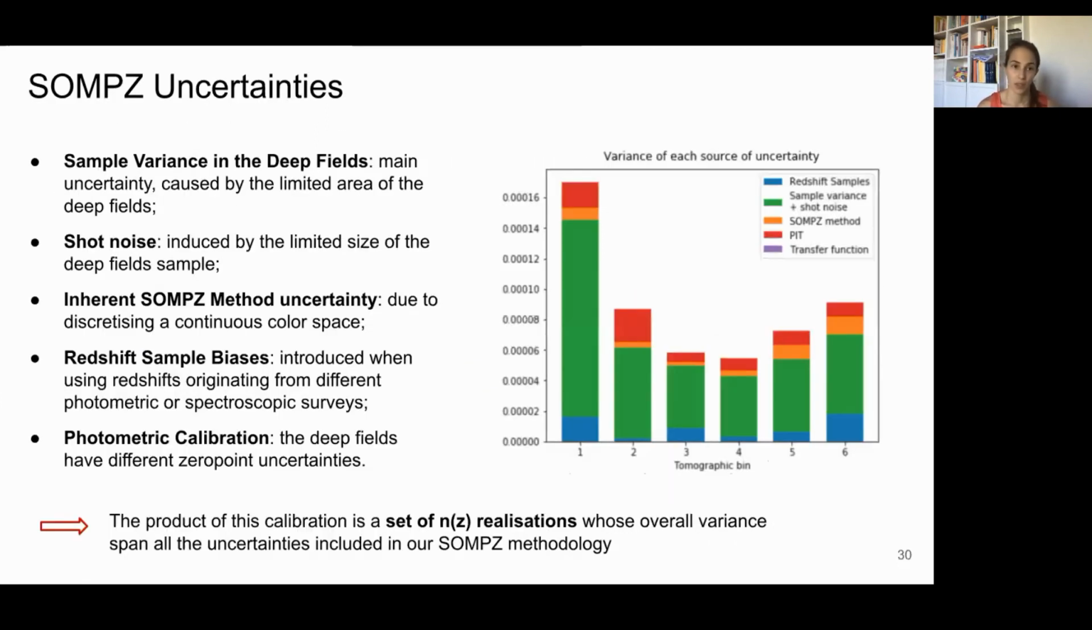The main uncertainties of this methodology, of course, are related to the deep fields. So we have sample variance due to the limited area of the deep fields, 9 square degrees compared to 5,000 square degrees of the full wide field. And of course, also shot noise because of the limited number density of this deep field sample. You can see that this is the dominant uncertainty in the plot on the right. The final product of our calibration is a set of N(z) realizations, like 1,000 realizations, that overall span all the uncertainties that we think are included in our SOMPZ methodology.